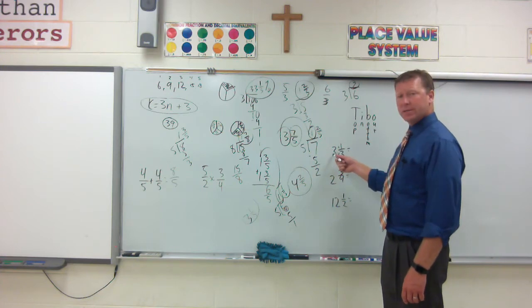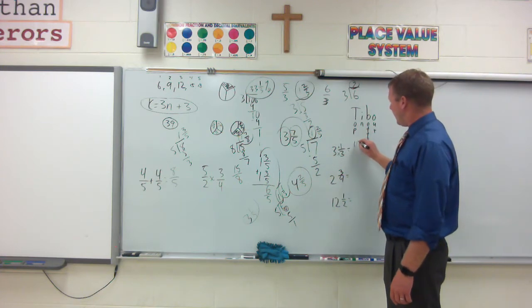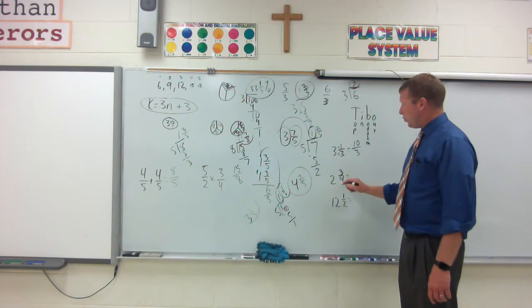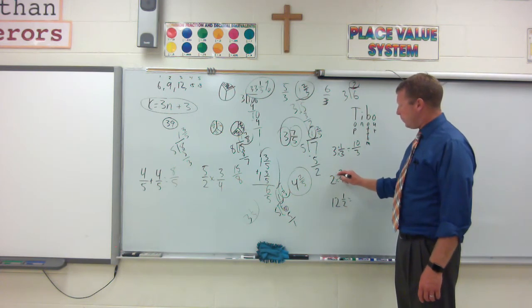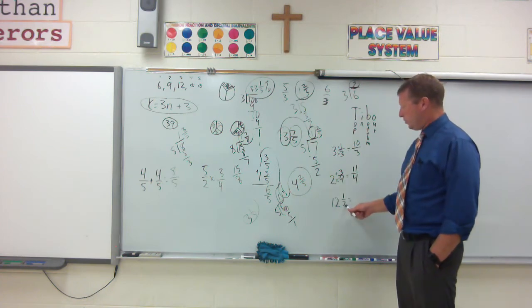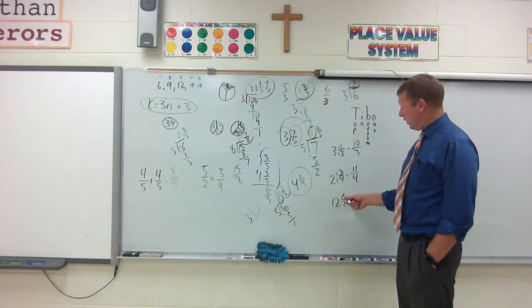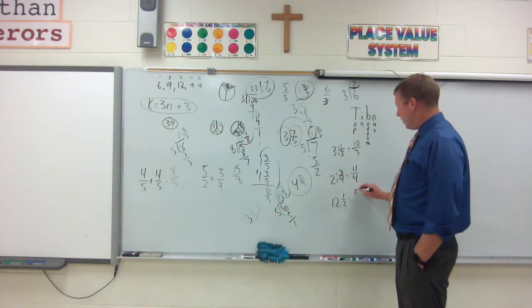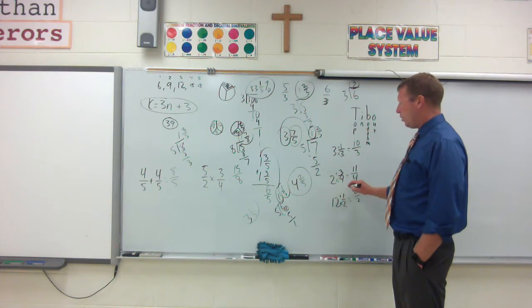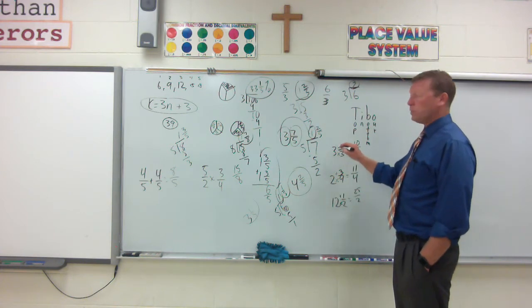3 times 3 is 9, plus 1 is 10. Stays the same with my denominator. 2 times 4 is 8, plus 3 is 11, and I have 11/4. 2 times 12 is 24, plus 1 is 25/2. Multiply and add, multiply and add, multiply and add.